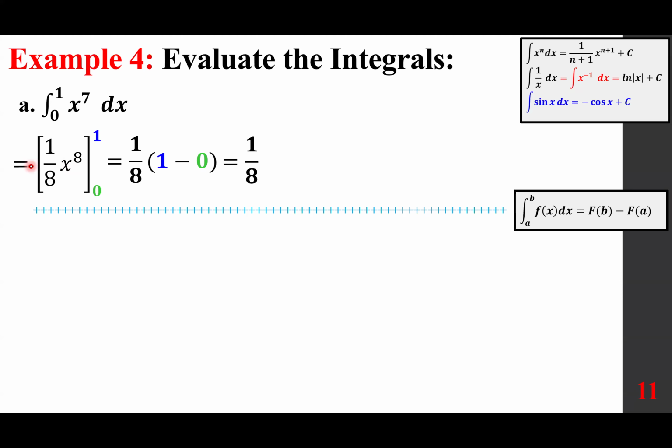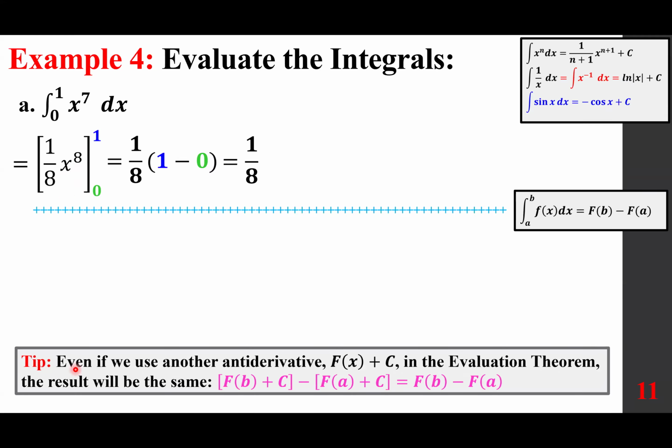It makes no difference, even if we put a c here, because we have to evaluate it at 1 and 0, the c cancels out. Tip: even if we use another antiderivative, capital F of x plus c, in other words, if I put a plus c here, in the evaluation theorem the result will be the same, because capital F of b plus c minus capital F of a plus c, the c's cancel out, is capital F of b minus capital F of a. So you might as well ignore the c, because the result is a number. You cannot ignore the c otherwise, as is the case here.